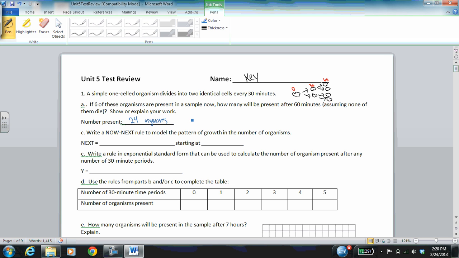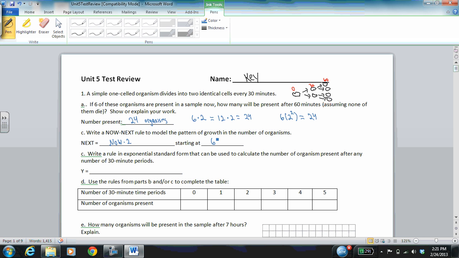And you could have also thought of that this way. Okay, I start with 6, then I get twice as much as that after 30 minutes, so that's 12. Twice as much of that after 60 minutes, that's 24. Or you could have said, okay, I start with 6, they're doubling, and 60 minutes is 2 30-minute time periods, so 6 times 2 squared is 6 times 4, which is 24. Different methods of showing the same solution there. So our now-next rule for the situation is next equals now times 2 starting at 6.